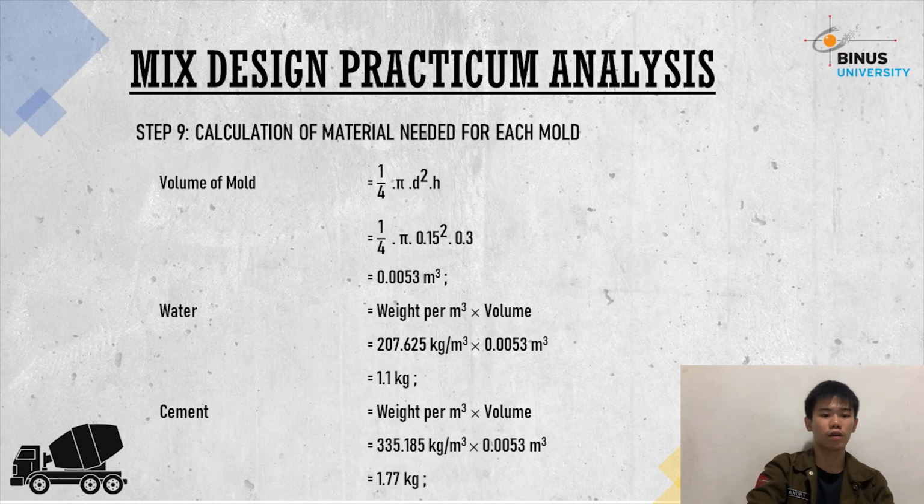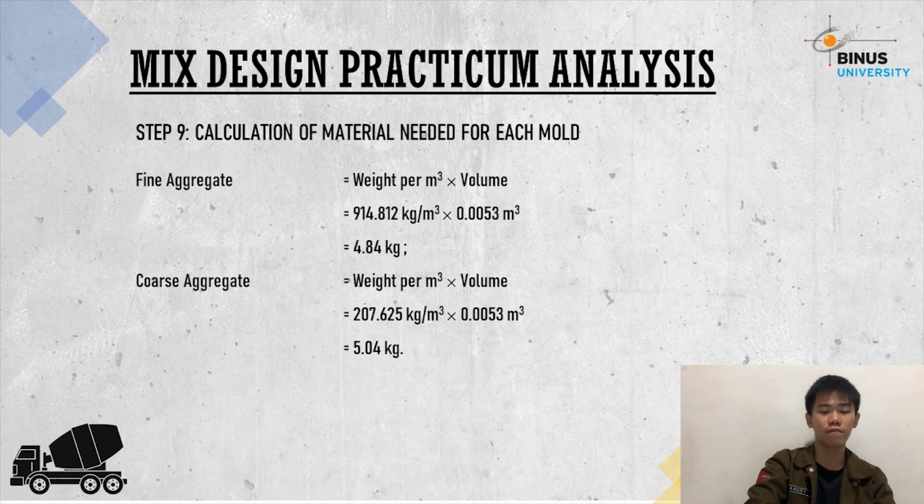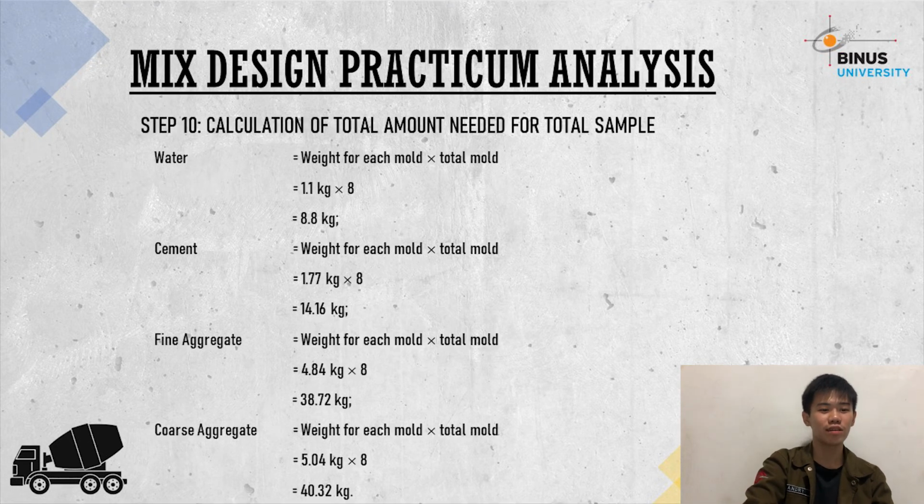The amount for each mold will be calculated by multiplying the amount obtained above with the volume of the mold. So the amount needed for every component of each mold is 1.1 kg for water, 1.77 kg for cement, 4.84 kg for fine aggregate, and 5.04 kg for coarse aggregate. So the total amount of every component with a total of 8 molds is 8.8 kg for water, 14.16 kg for cement, 38.72 kg for fine aggregate, and 40.32 kg for coarse aggregate.